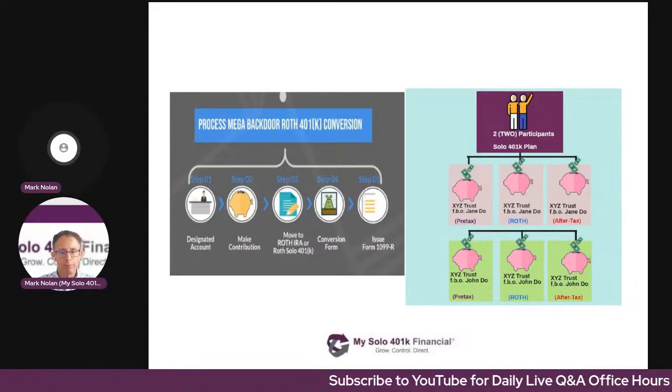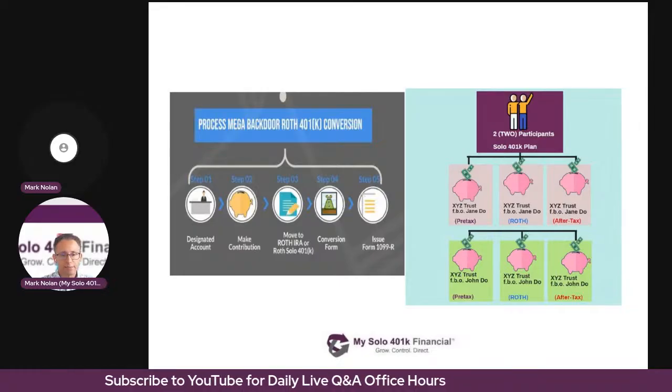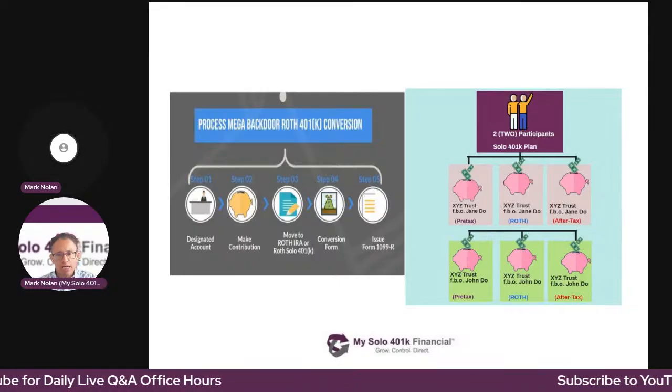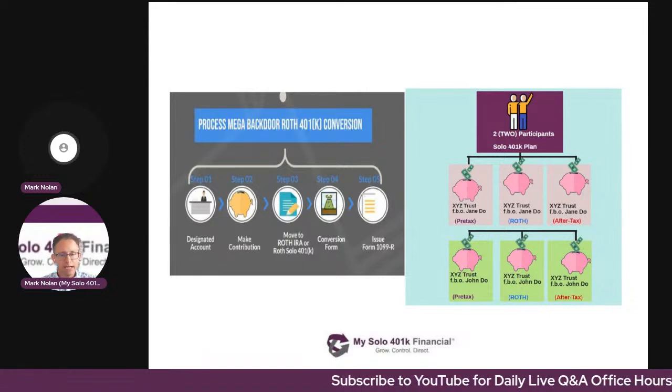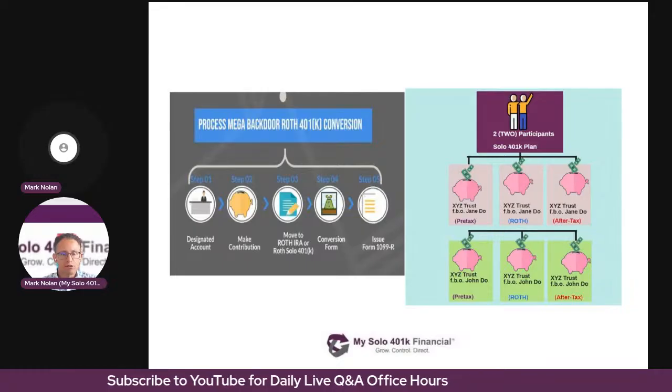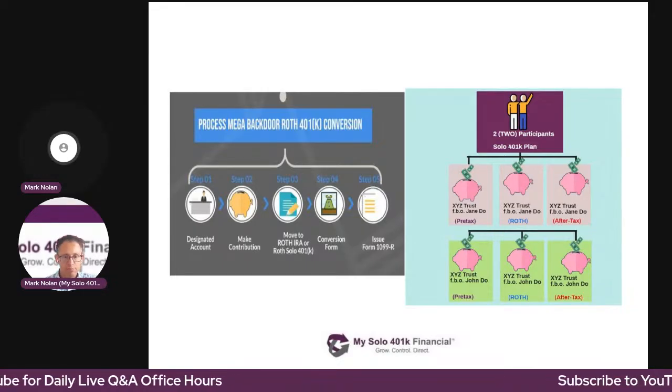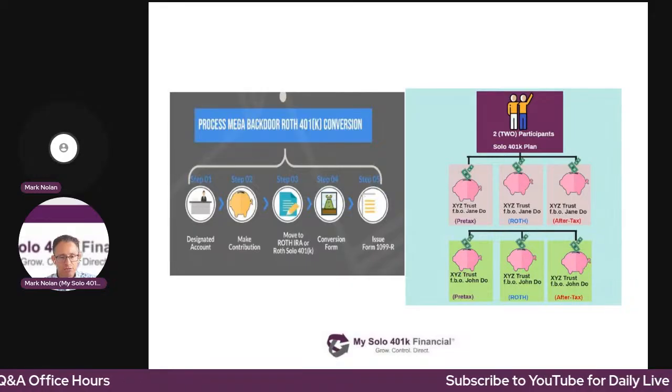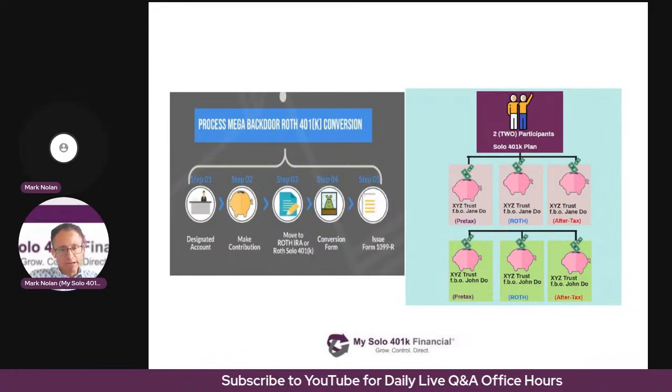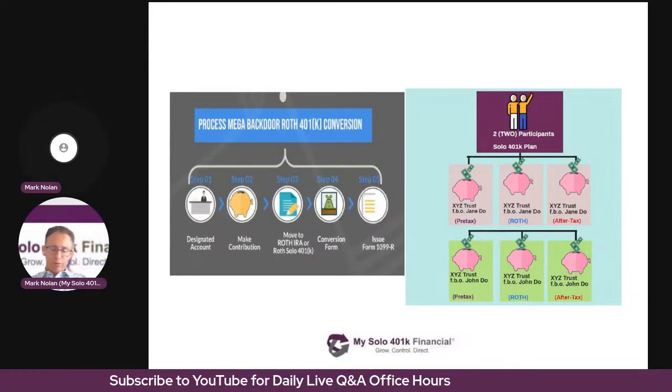spouse is considered a participant in the plan, so they would each have separate participant accounts for each source of funds. Hence why this slide here reflects a total of 6 separate holding accounts, aka bank or brokerage accounts, all under the same solo 401k plan, because there are 2 participants, and each participant can make pre-tax contributions, Roth solo 401k contributions, and voluntary after-tax solo 401k contributions.